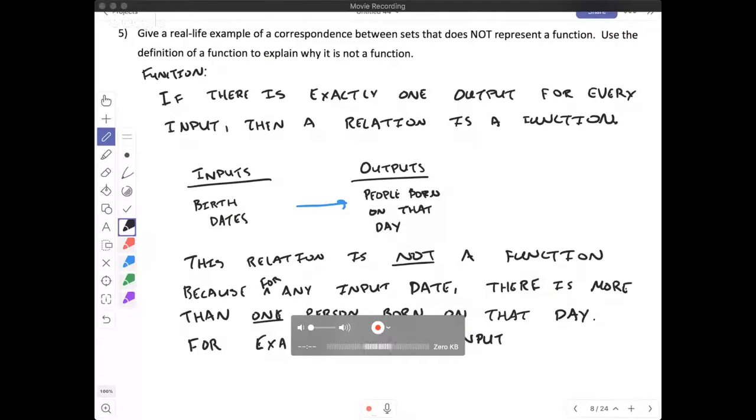Yeah, also twins. Thank you, Melissa. Twins would show that this was not a function. For the input, May 9th, both Ghostface Killer and Mr. W are outputs.